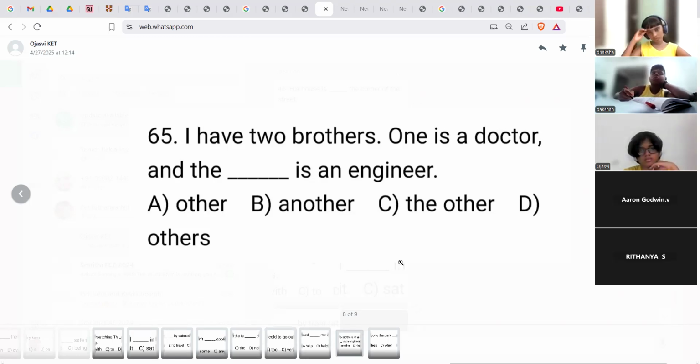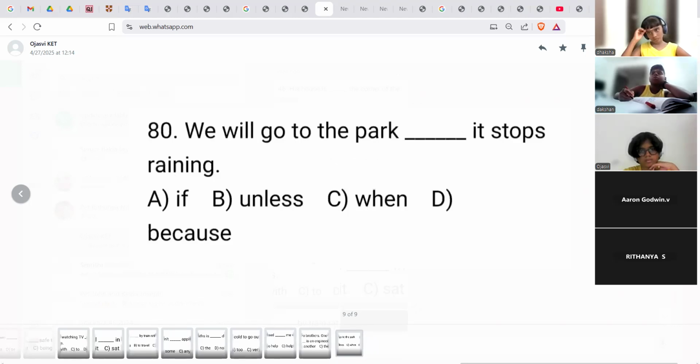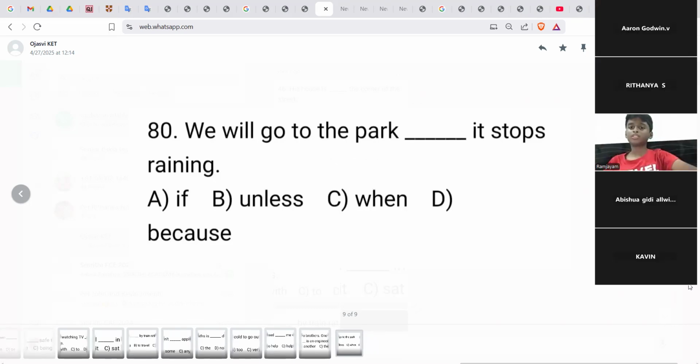All right, here you go. Might be one of the last questions here. Very nice one. I'm going to go with the Ramjam here. Ramjam, your answer? Yes, sir. We'll go to the park when it stops raining. Careful.